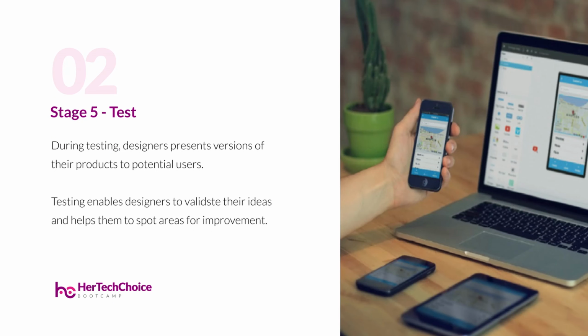Then this leads us to the fifth stage of the design thinking process, which is the testing stage. During testing, designers present versions of their products to potential users. Testing enables designers to validate their ideas and helps them spot areas for improvement.